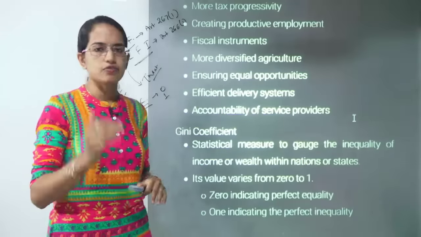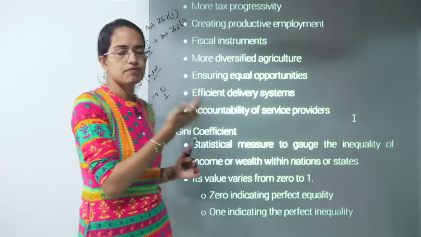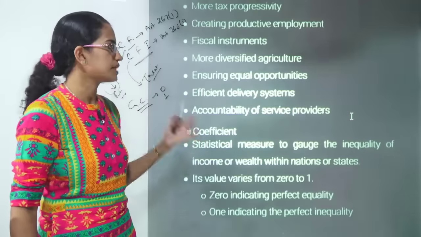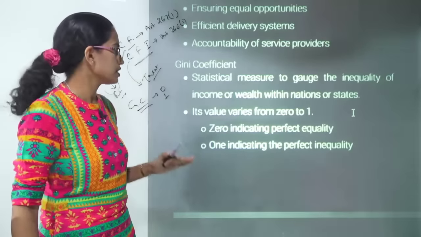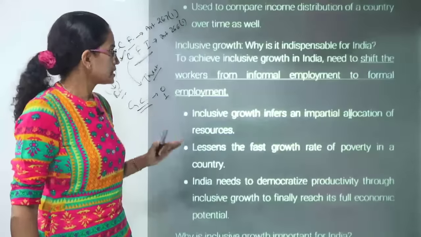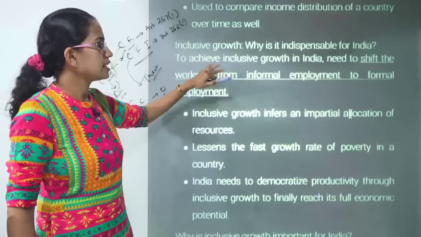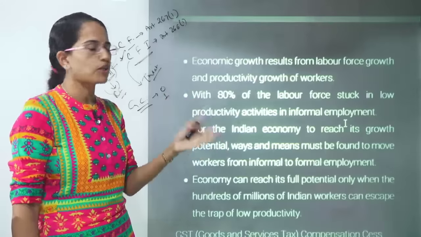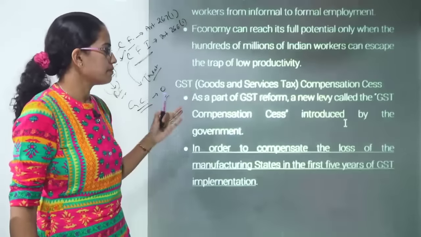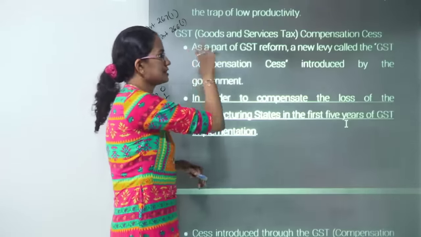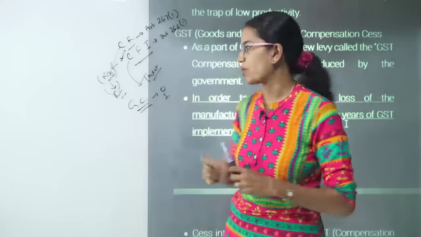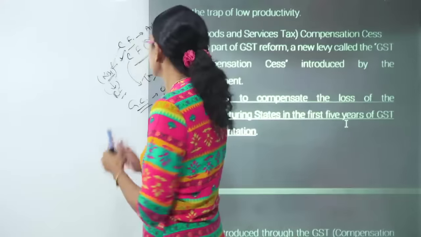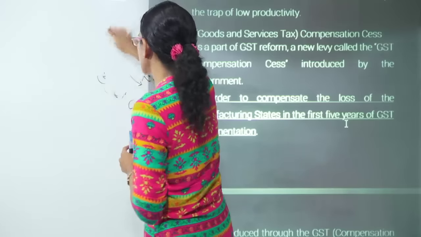Again, providing equal opportunities to all and diversifying the income sources are some of the steps that could be taken to reduce the income inequalities. The next important thing is inclusive growth, which we have already talked about, how moving from an informal sector to a formal sector is important. The next is cess. Now here there are three important terms that you need to understand. These are cess, surcharge and tax.